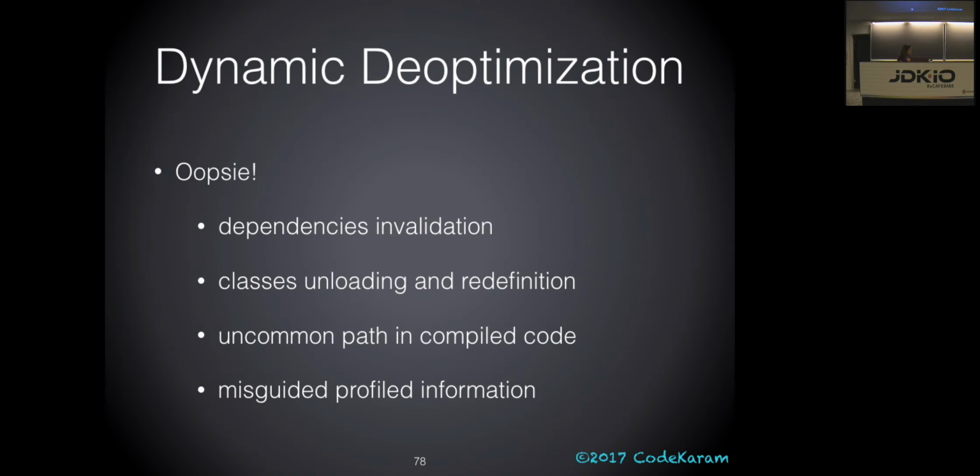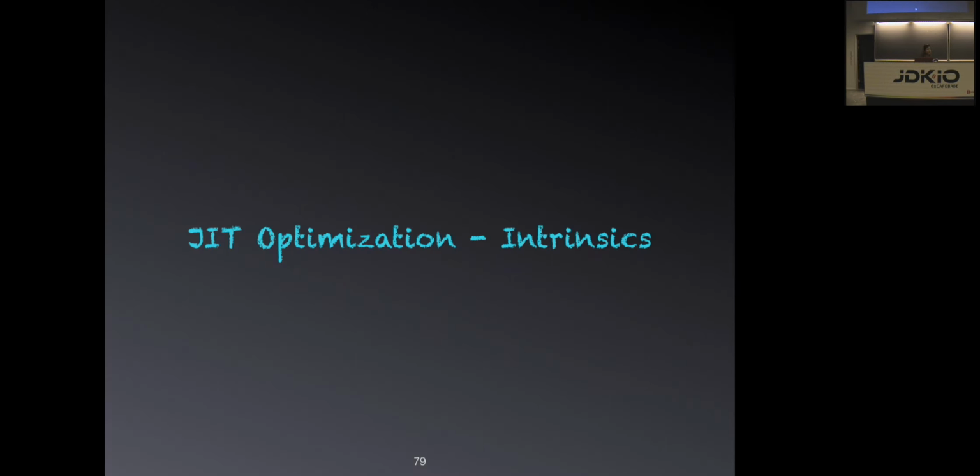So let's look at deoptimization. Okay? So basically, these are your oopsies. You have dependencies that may get invalidated. Like I also said, because of tiered compilation, you have different levels of compilation, so you may want to deoptimize the code that you no longer need. You have uncommon paths in the compiled code, and sometimes your profile information is wrong because you thought it was going to be a hot method. You went ahead and compiled it, and it's no longer needed, right? So you just had misguided information.